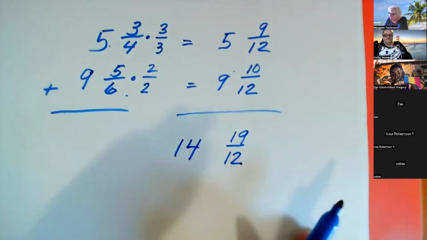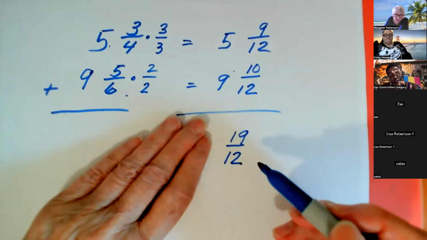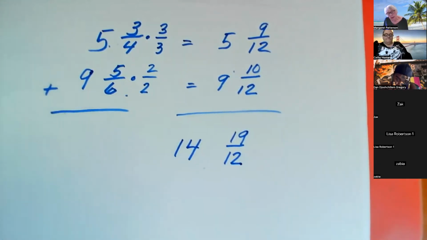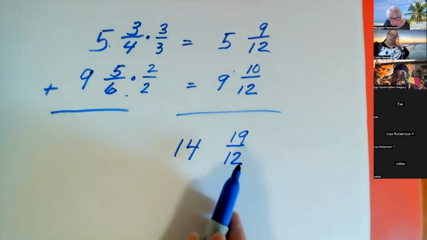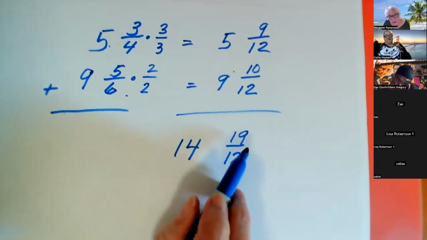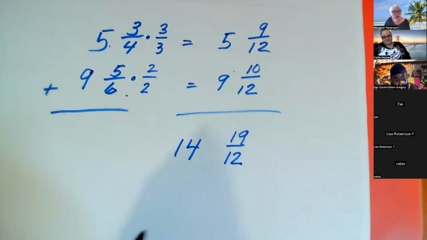Now, this by itself, 19 over 12 would have been a fine answer. They would have accepted it. But this, with the 14 like this, let's say this is money. Do you have $14 in change, or do you have more than $14? Yeah, more than 14. So all of the answer is there. It's just not the simplest version of the correct answer.